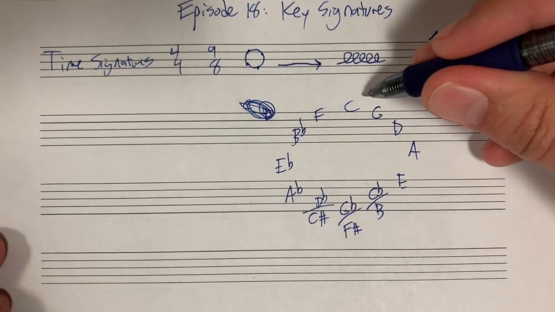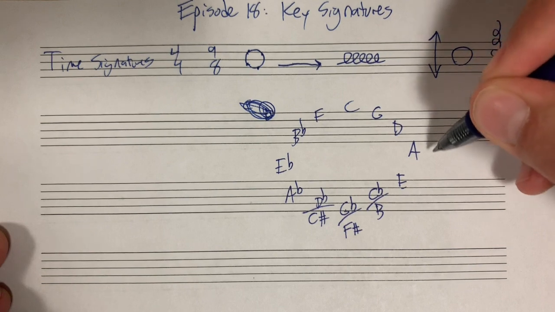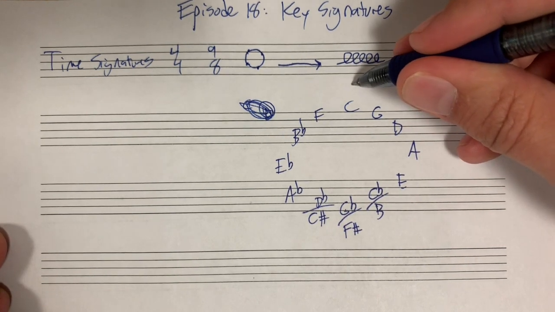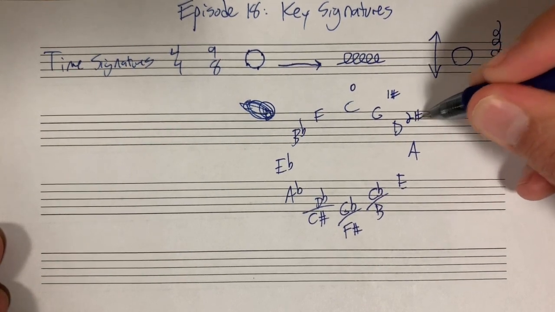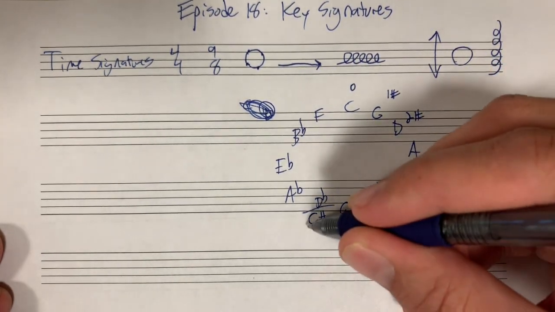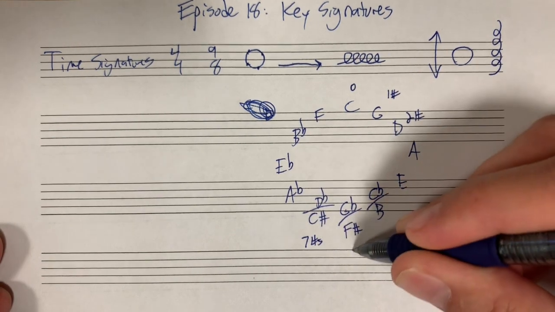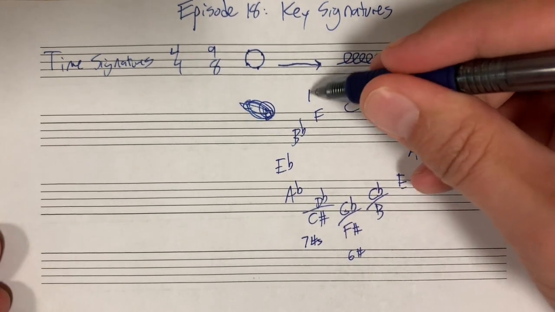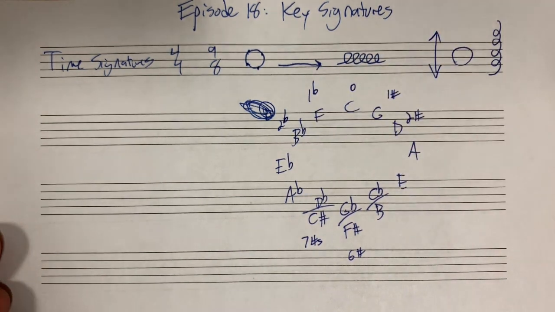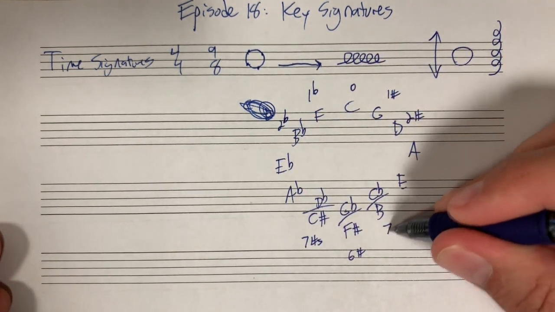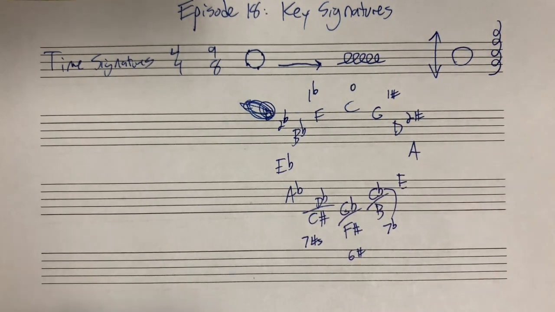And we talked about how as you move around the sharp side, you add sharps. C has no sharps or flats, G has 1 sharp, D has 2 sharps, all the way down to C sharp, which has 7 sharps, and F sharp has 6. And the same going in the flat direction: 2 flats on B flat, 1 flat on F, all the way around to all 7 notes being flat for C flat.